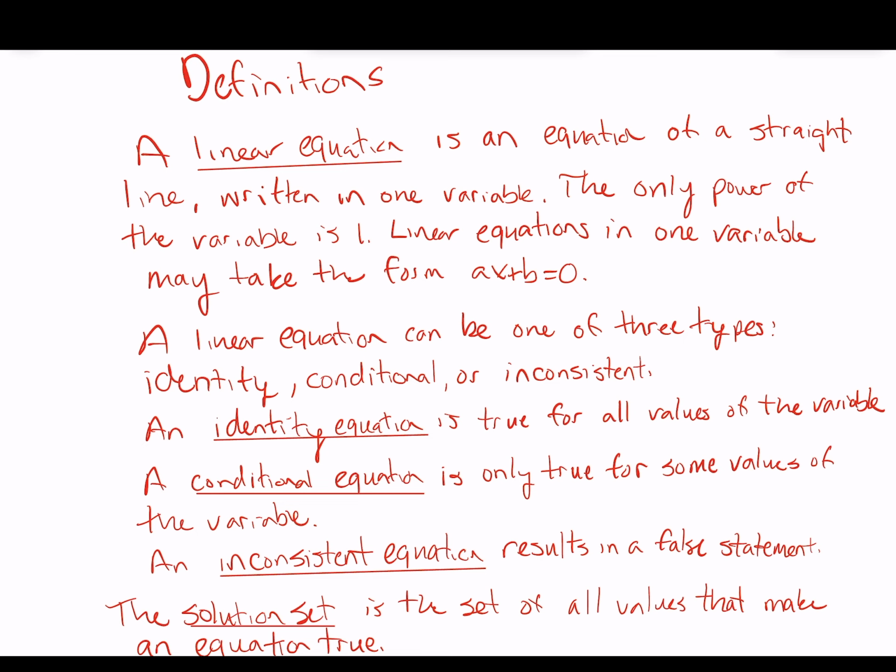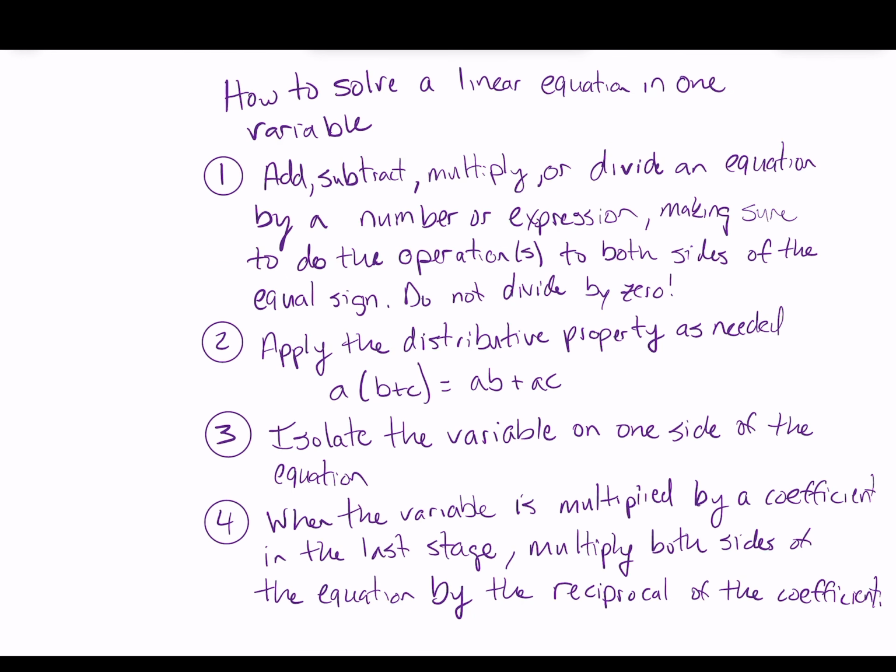Let's now move on and talk about how to solve a linear equation in one variable using algebra. So how do we solve a linear equation in one variable? Well, our first step is we can add, subtract, multiply, or divide an equation by a number or an expression, making sure to do the operations to both sides of the equal sign. We cannot divide by 0. So you can add, subtract, multiply, or divide an equation by a number or expression as long as it's not 0 and as long as you do the same operation to both sides of the equal sign.